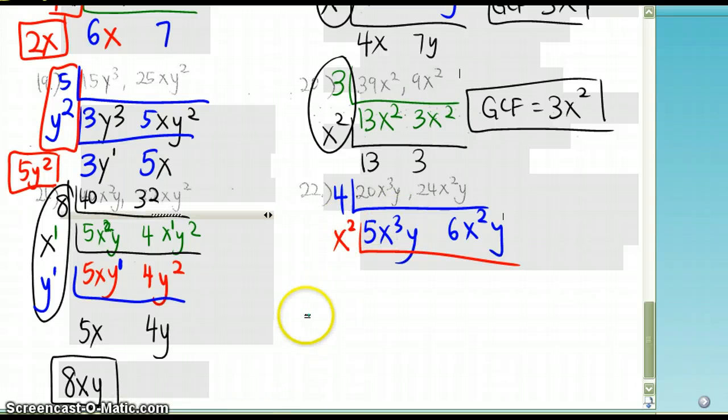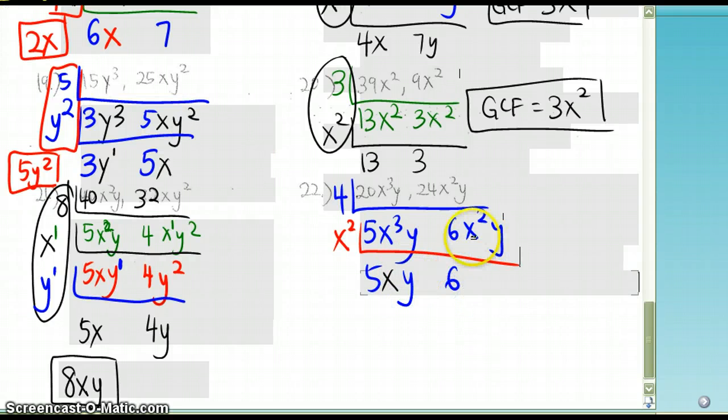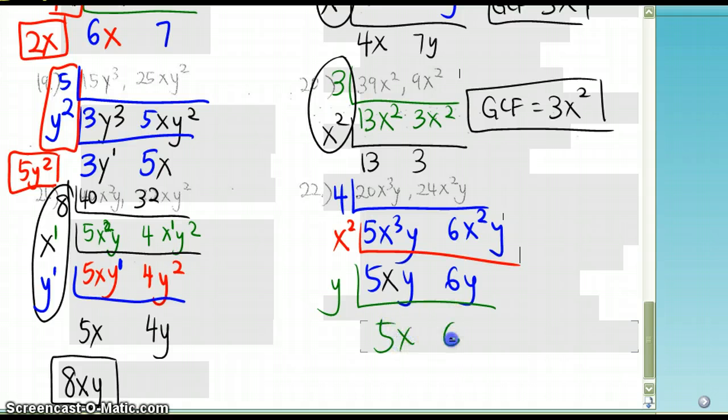When I divide, I'm like canceling and basically subtracting. So the 5 will stay the same. The x3 cancels with x2, so I only have 1 x left. I still have a y. And the 6 would stay the same. x2 divided by x2 gives me no more x's, but I still have a y there. My last hockey stick, I'm going to take out the common y, and then I'm going to go ahead and get 5x and 6. And my final answer will be 4x squared y.